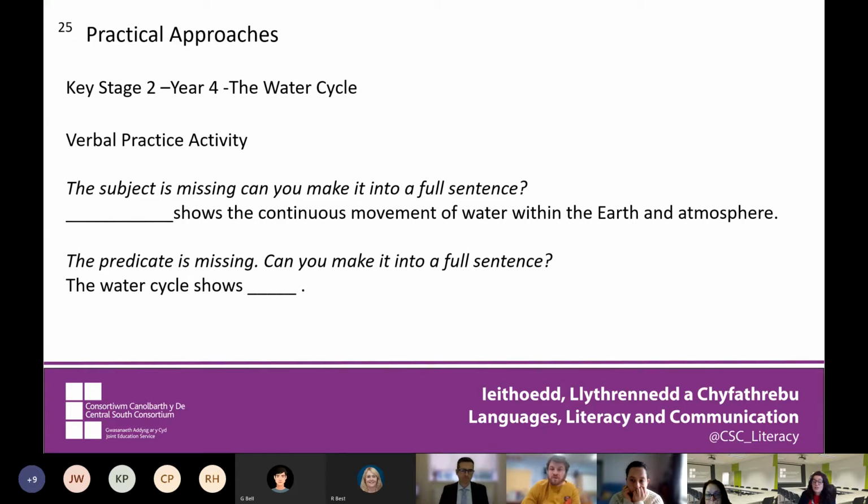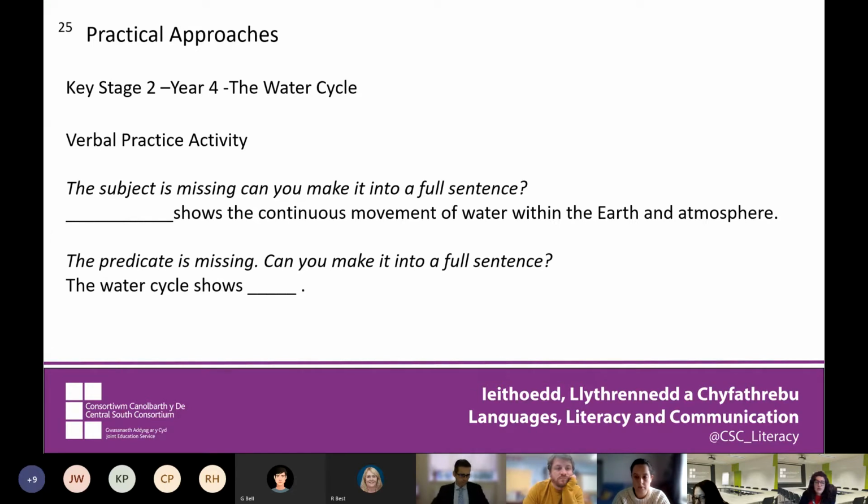So you can start off by trying some verbal practice. Let's imagine learners are reaching a midpoint review of their learning on the water cycle. So they've had maybe 2 or 3 lessons, for example. I want to ease them into ideas of complete sentences by giving them fragments that they can verbally turn into sentences. So I may say something like, take a moment to read this through.